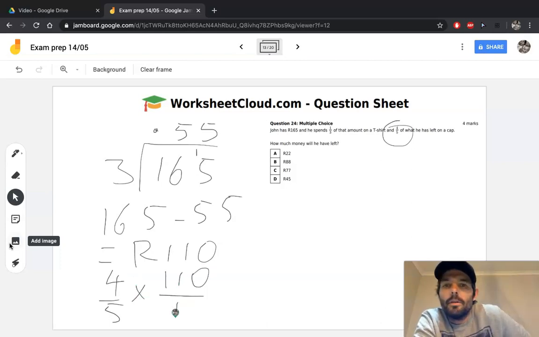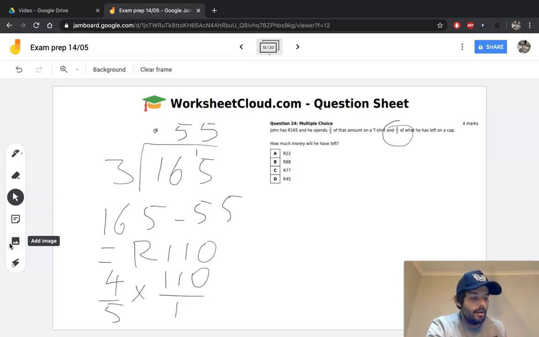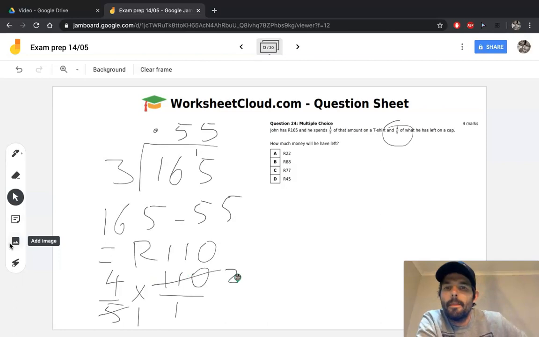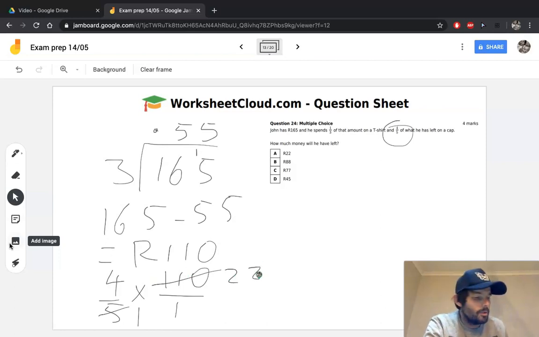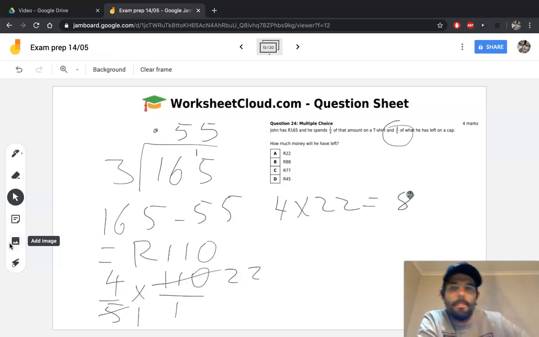How much is 4/5 of 110 Rand? So I need to divide 110 by 5 to find out 1/5. I know that 5 goes into 110 22 times. Therefore, 4 times 22 is equal to 88 Rand.